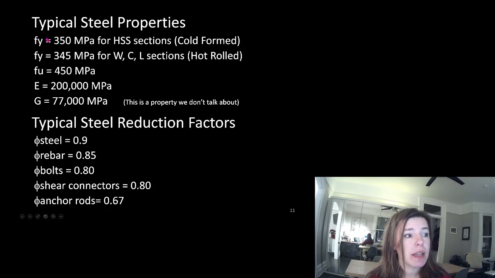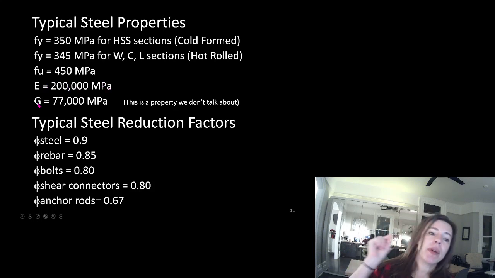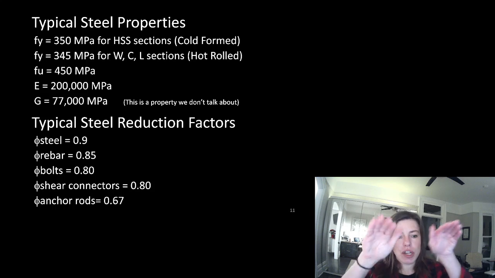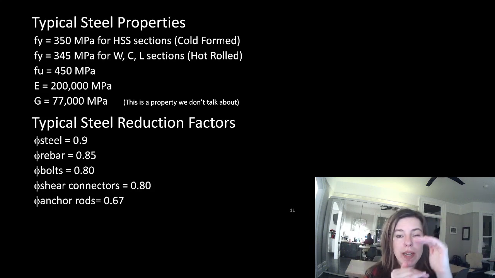Okay, so typical steel properties. Fy is 350 MPa for HSS sections or cold formed. Fy is 345 MPa for our W sections, our channels, and our angles because they're hot rolled. Fu, or our ultimate, is 450 MPa. E is 200,000 MPa. And G, if you remember I said was a property we don't have to calculate, but it's related to E through the Poisson's ratio, which is really how much it bulges when it's squashed, is 77,000 MPa. We didn't really talk about where it came from, but I'm giving you the value.